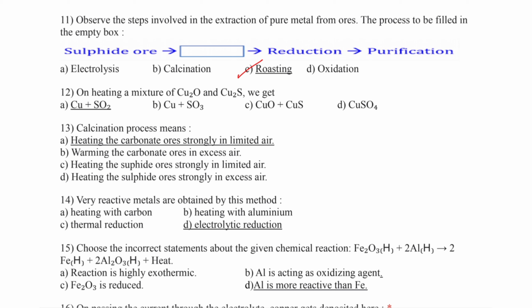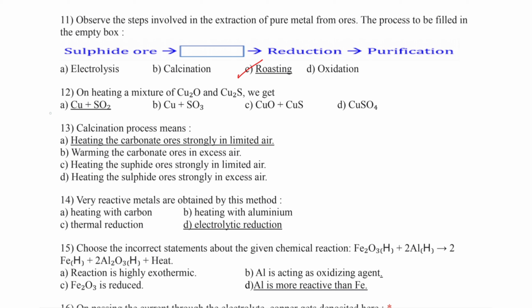The sulfide ores which we get, we will roast these sulfide ores. This sulfide ores will undergo roasting process followed by their reduction as well as purification. Well, if you have carbonate ores instead of sulfide ore, then we will go for calcination and then we will go for reduction. Roasting is the heating of the ores in presence of air, whereas calcination is heating of the ores in the limited air.